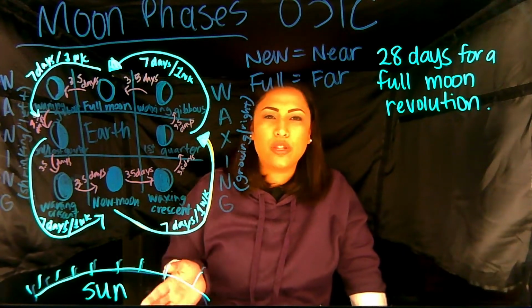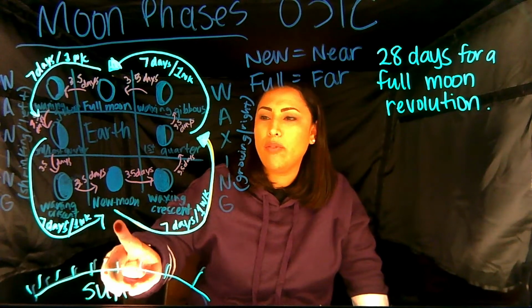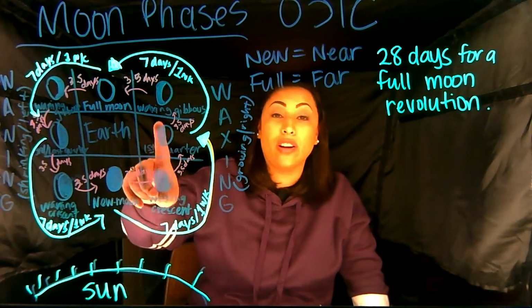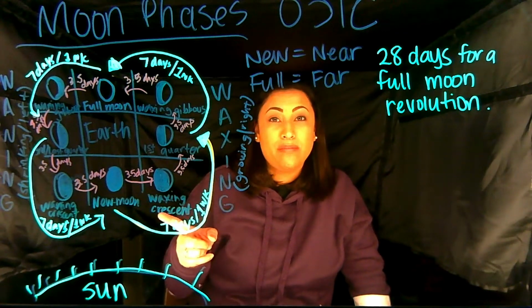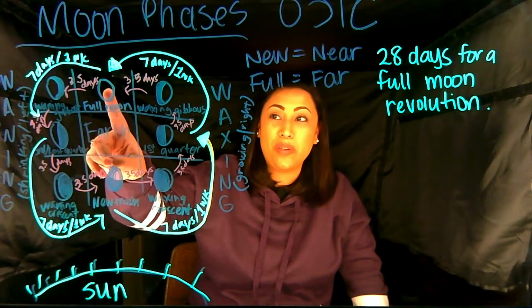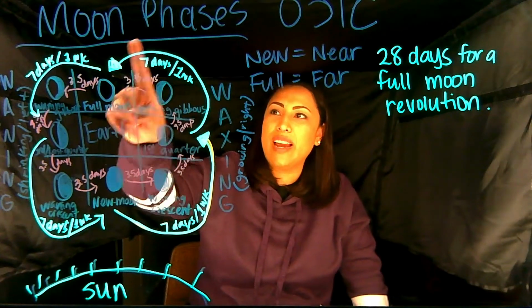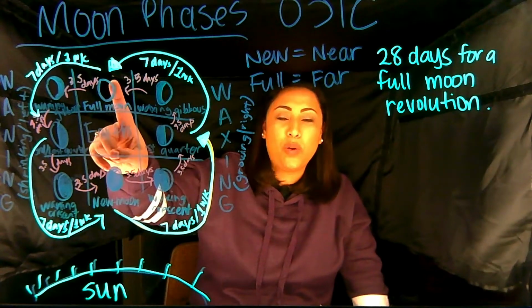Okay, so now let's try a different timeline. If we go from, let's start with now, a first quarter. What would you see 1 week after a first quarter? Exactly, you would see a full moon because you follow your 7 days or 3.5. That would be a full moon 1 week later.